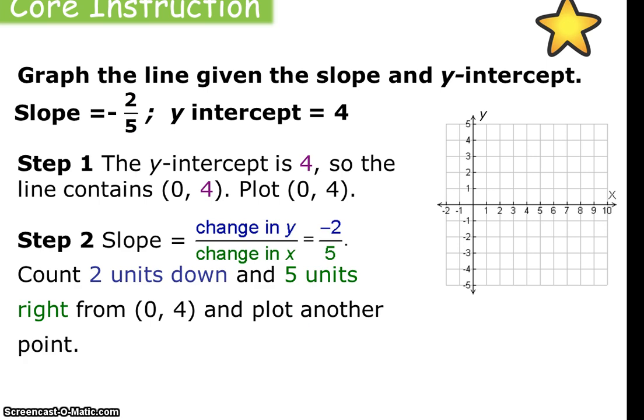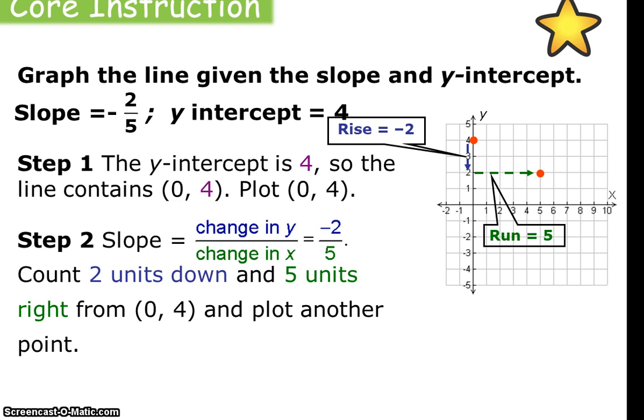Then I'm going to use what I know about rise over run and slope to graph other points on the line. So a slope of -2/5 means I'm going to go down 2 units, and then I'm going to run 5 units to the right. So I'm going to start at 0,4 and plot another point using rise over run. Down and to the right.